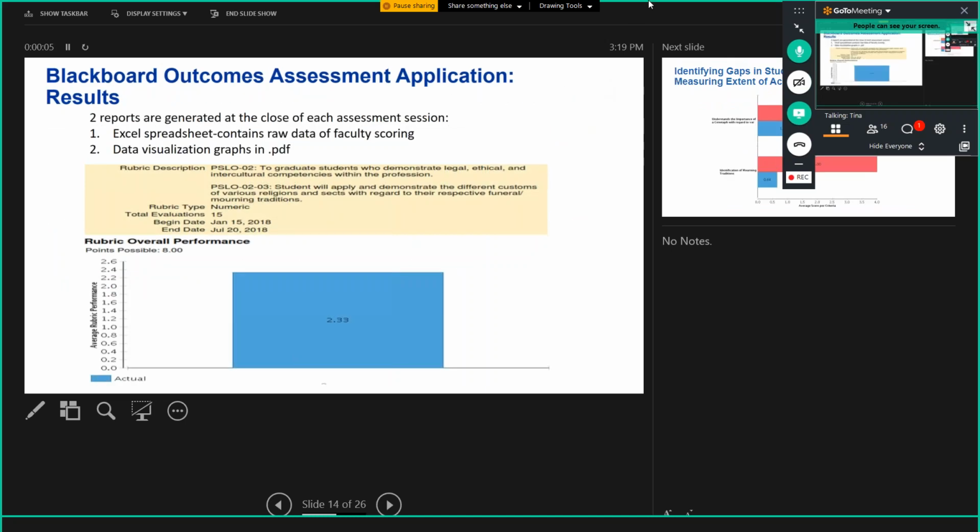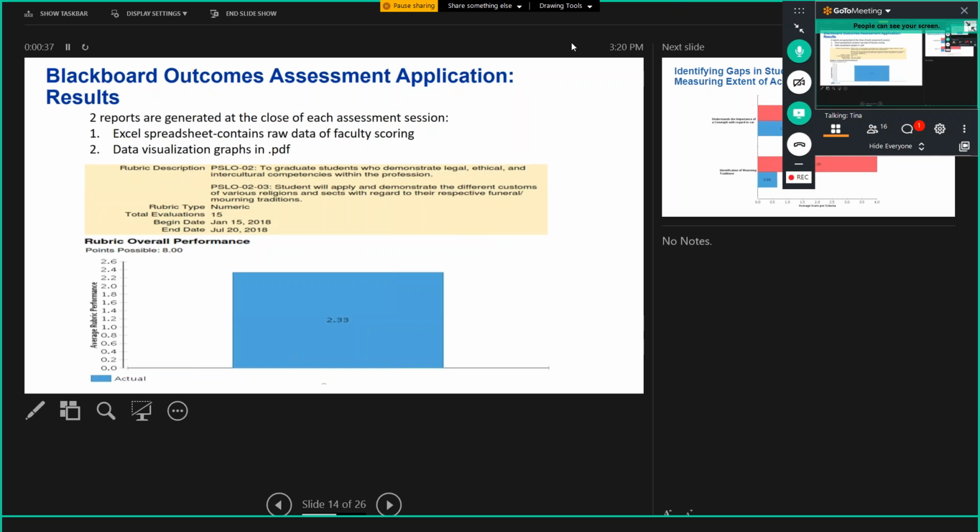Okay, so after the faculty have completed the assessment, this tool also provides analysis and outputs. So we've got 2 reports that are generated, and so we get to see an Excel spreadsheet that contains the raw data of how the faculty scored, which is a great opportunity. If you've got faculty in a department working together on this, they can get together and do a kind of rubric norming and making sure that the faculty understand the rubric they're going to use to perform the scoring of the student artifacts.